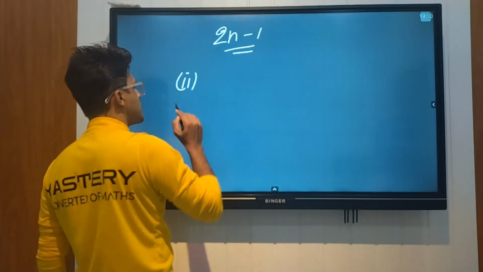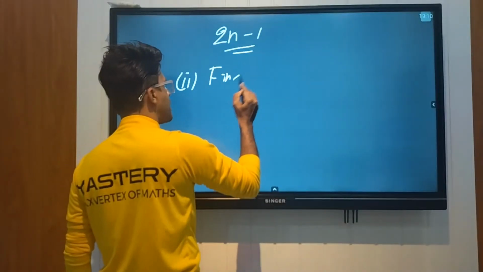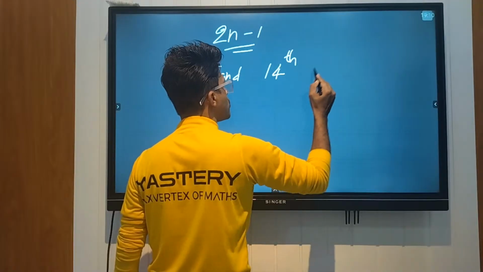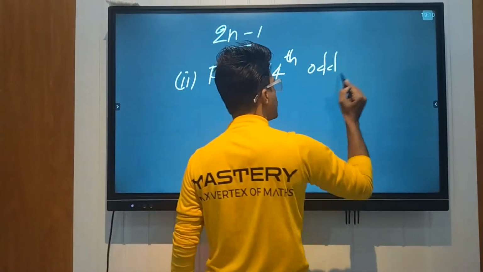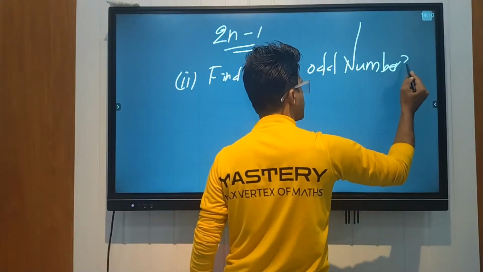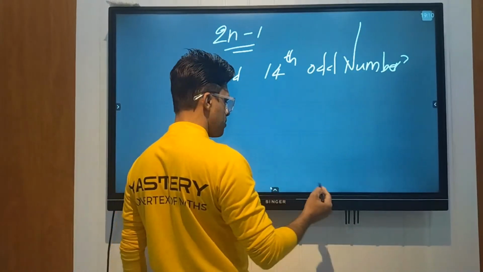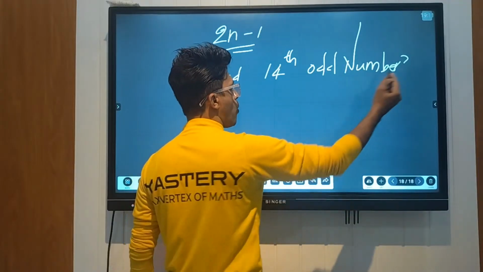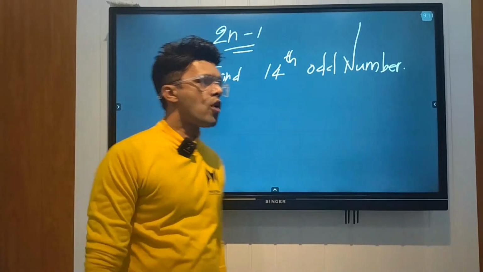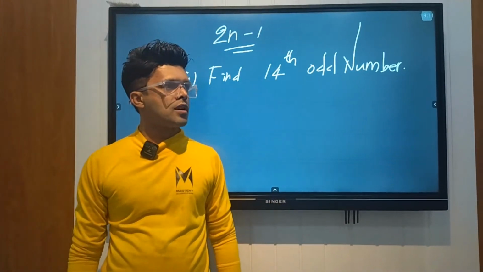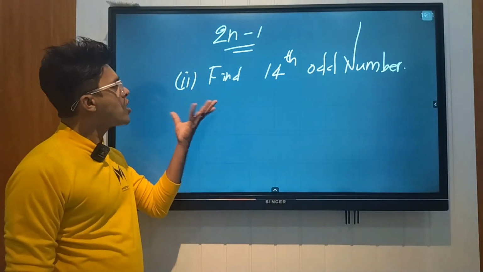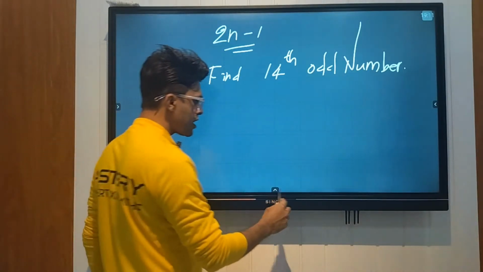The second question is, find the 14th odd number. How do you calculate the 14th odd number really?